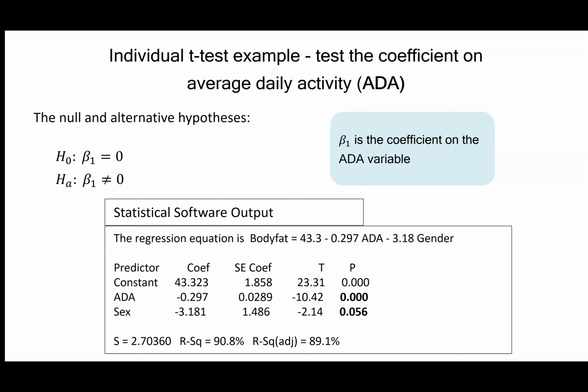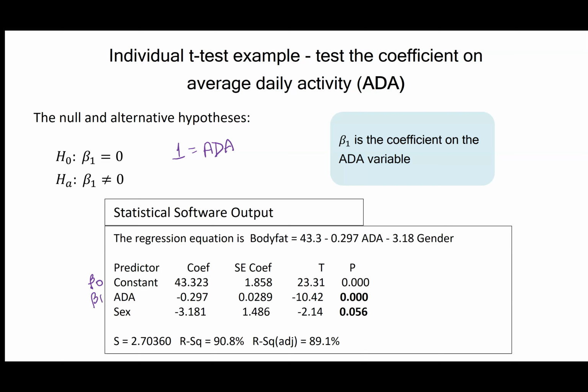So looking here, we're going to test the coefficient, the slope value, for average daily activity. Here, I'm going to list that as ADA. And if you look at the statistical software output, the predictor constant goes with beta 0, that's our y-intercept. We don't bother testing the y-intercept. It gets really goofy removing a y-intercept, so we don't do it. Some fields might, but for the most part, most don't.